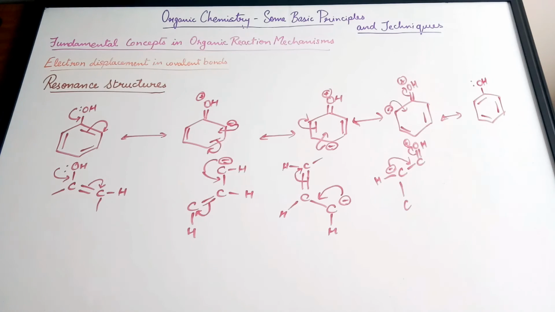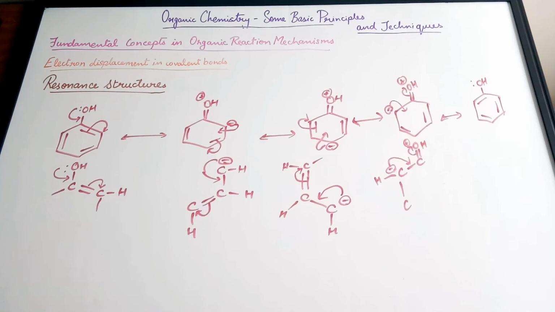So the different resonating structures contribute to the stability, and there is actually going to be a difference between the energies of the actual structure and the lowest energy resonance structure. Generally, the lower the energy of the structure, the more is the stability, and the difference between these two is called resonance stabilization energy.